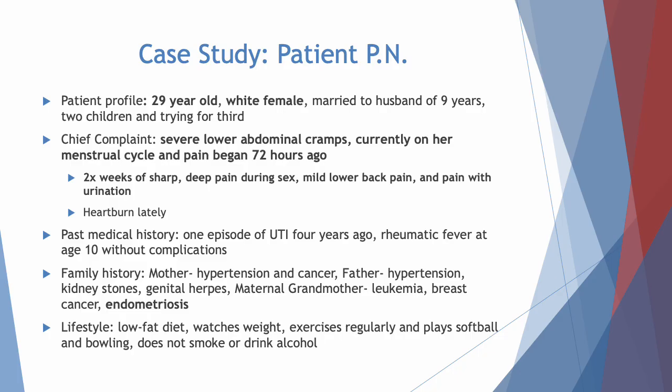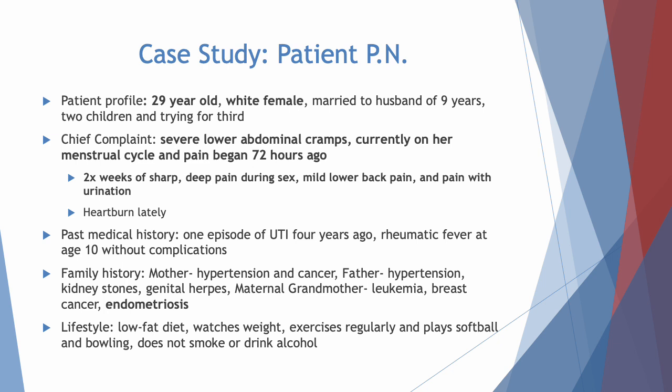So for the case study, our patient PN is a 29-year-old white female married to her husband of 9 years, and she currently has 2 children and is trying for a third. She comes into her gynecologist's office complaining of severe lower abdominal cramps. She tried over-the-counter ibuprofen and acetaminophen, but they did not help. She is currently on her menstrual cycle, and the pain began about 3 days or 72 hours ago.